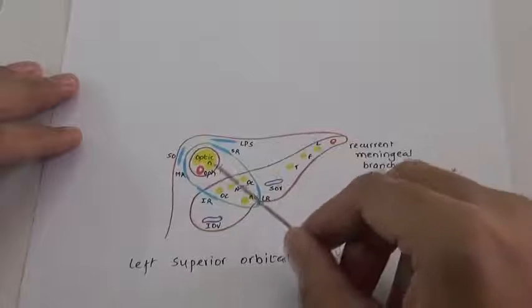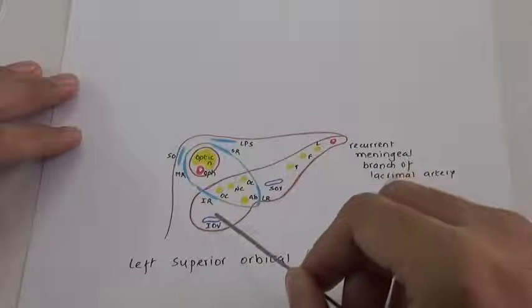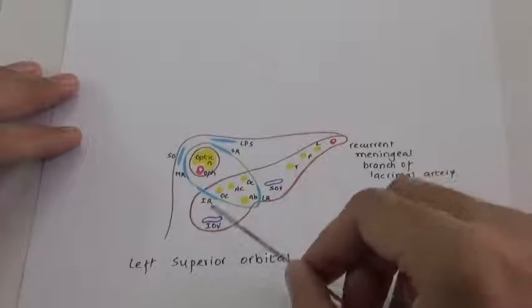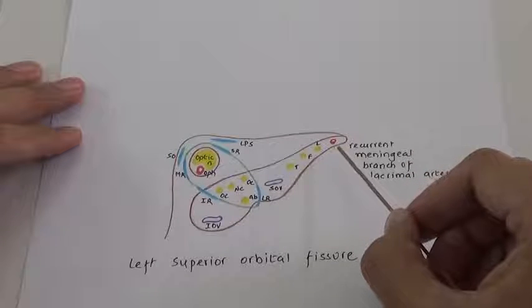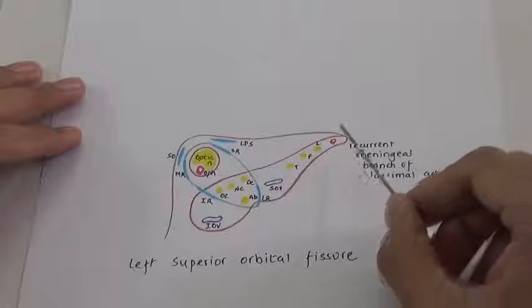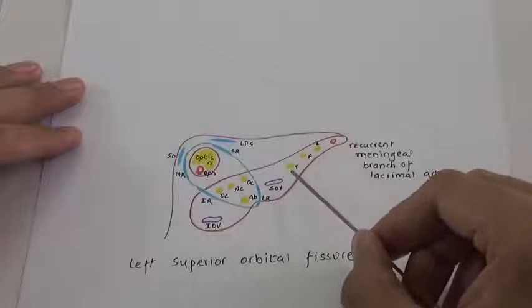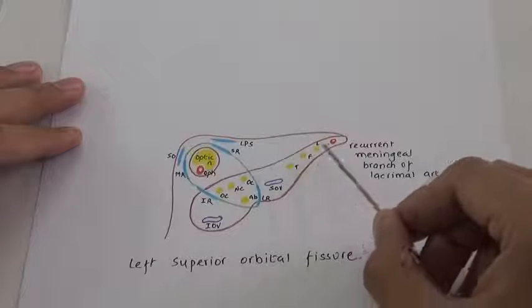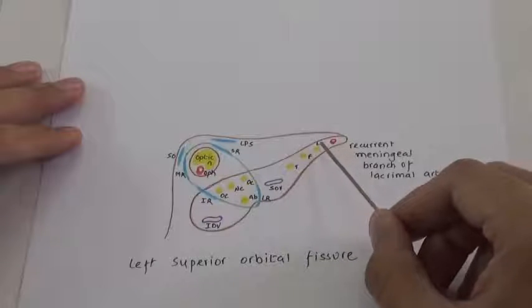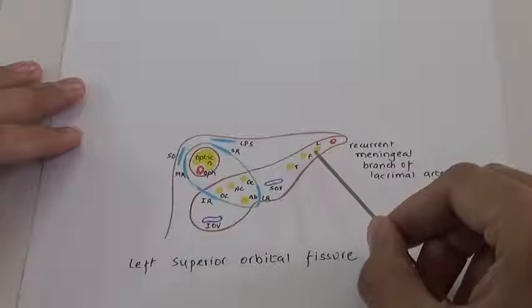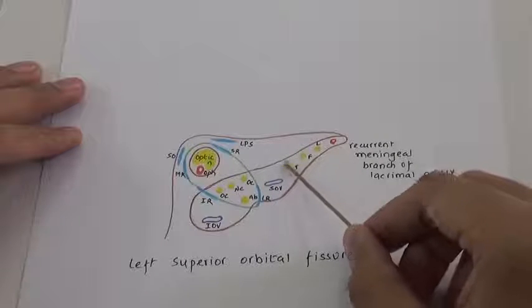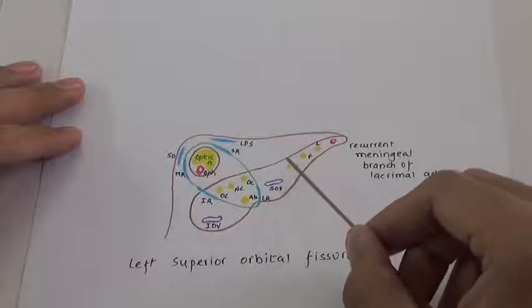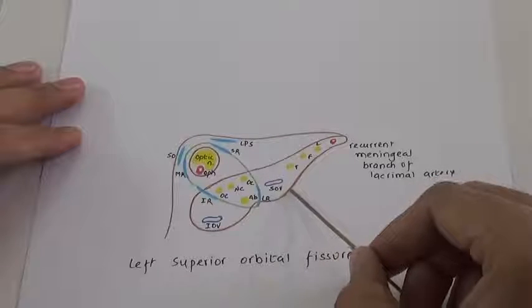Now, as we have discussed, this tendinous ring of Zinn will divide the superior orbital fissure into lateral, intermediate and medial compartment. Now this lateral compartment will allow passage of recurrent meningeal branch of lacrimal artery plus three nerves, LFT, that is a mnemonic you can remember. So L stands for lacrimal, F for frontal nerve. These two are branches of ophthalmic division of trigeminal nerve, whereas this T stands for trochlear nerve. Additionally, it will also allow passage of superior ophthalmic vein.